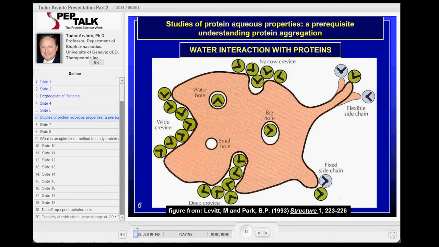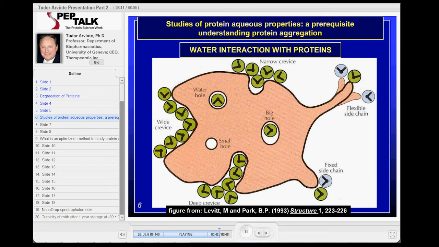When we look at proteins, they like water. Here is a paper from '93 on water interaction with proteins. You have regions in the proteins where water can bind, like narrow crevices and wide crevices, and also holes inside of proteins with longer time-bound water. If you totally lyophilize the protein, if you take all the water out and then put water back, the water may not come back to the same positions. So they may start to aggregate differently.